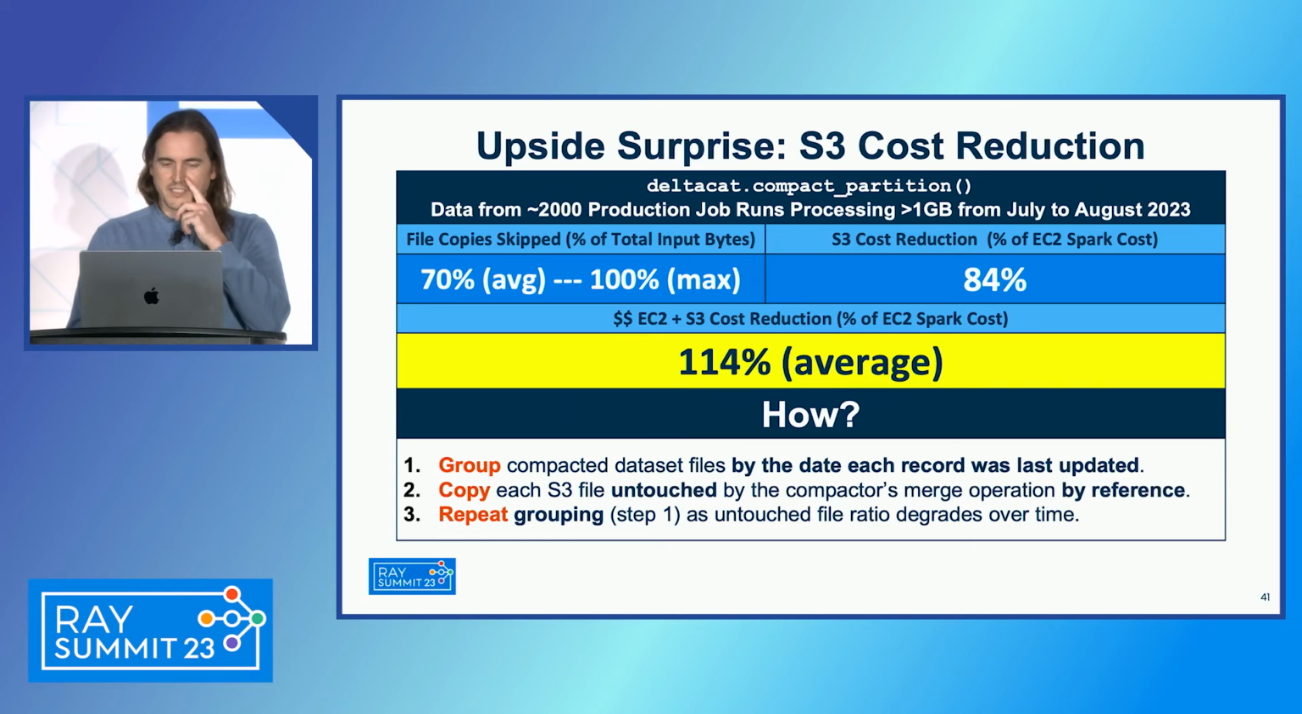And another upside surprise is we were able to tune our algorithm to avoid unnecessary copies of S3 files versus Spark. So basically, we would group a compacted dataset file by the date each record was last updated, and then we would copy each S3 file that was untouched by the merge operation by reference instead of copying the file contents. And then we would repeat that initial grouping as basically the untouched file ratio degrades over time. And this put our cost reduction versus Spark, since we were initially focused on only reducing compute cost, this actually improved the cost above and beyond the cost of compute to about 114% of just the cost of compute.